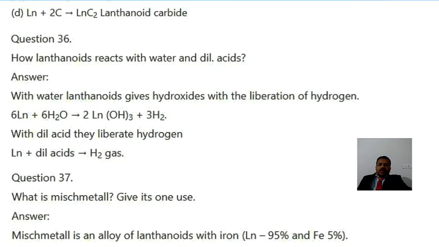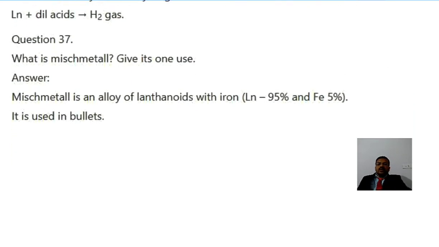Question number 37. What is mixed metal? Give one of its uses. Mixed metal is an alloy of lanthanoids with iron. An alloy is a combination of different metals. Iron is definitely a part of that alloy, and the lanthanoids may change. An example is given here: lanthanoid is present at 95% and iron at 5%. This particular mixed metal is used in the manufacture of bullets.